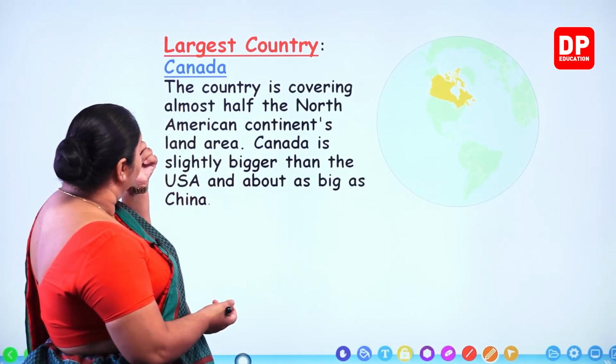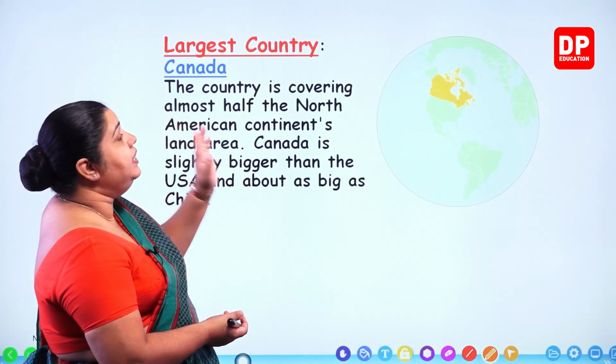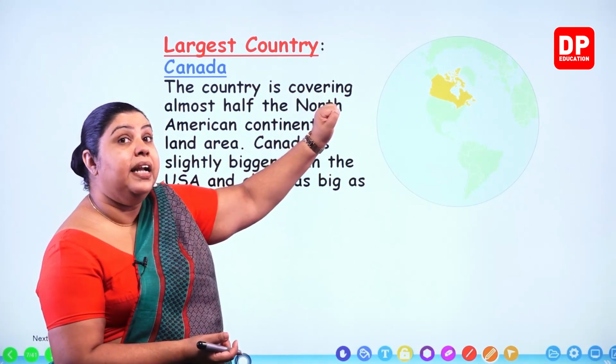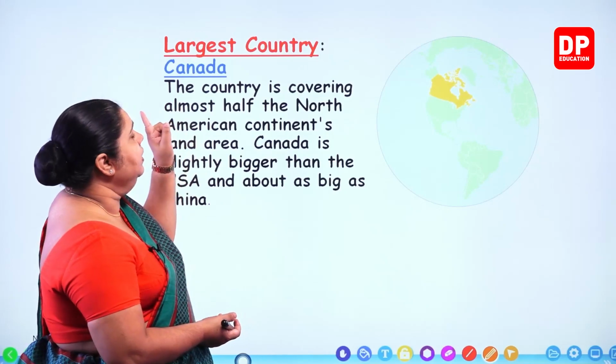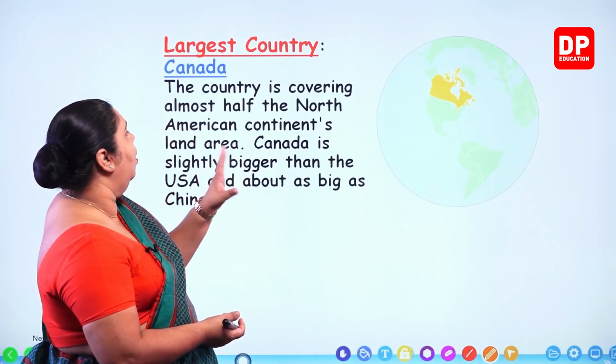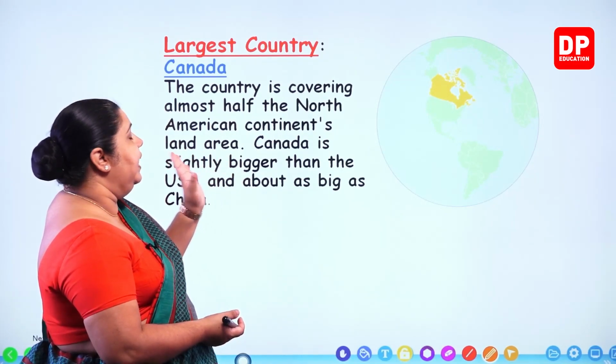Right. So now the largest country is Canada. ලොකුම විශාලතම රට තමයි උතුරු ඇමරිකාවේ තියෙන කැනඩාව කියන රට. The country is covering almost half the North American continent's land area.